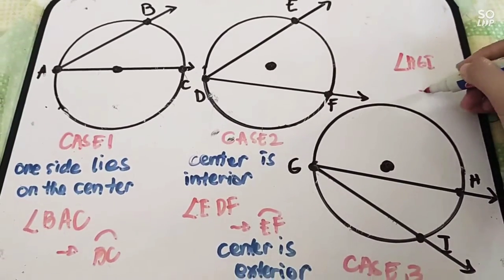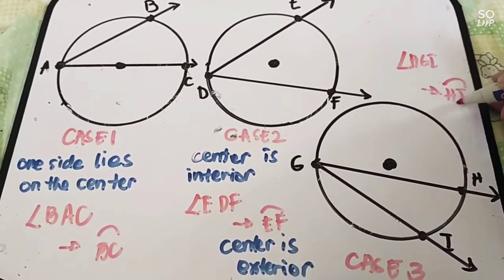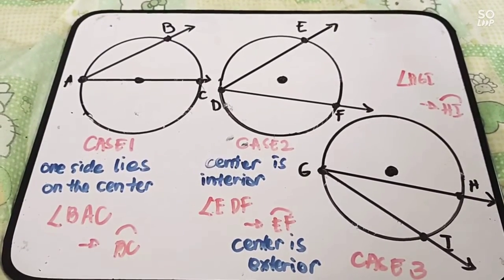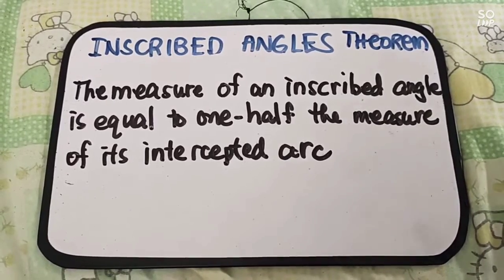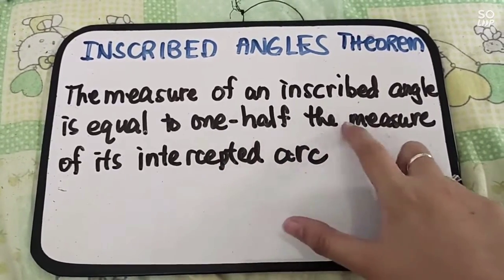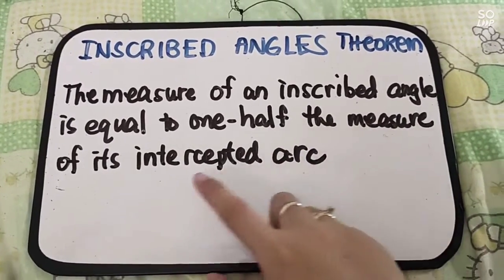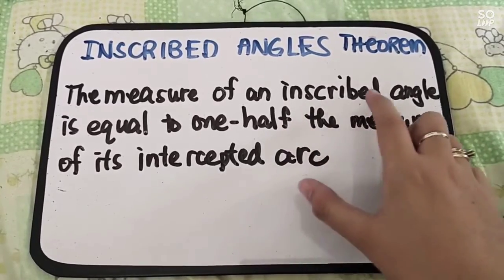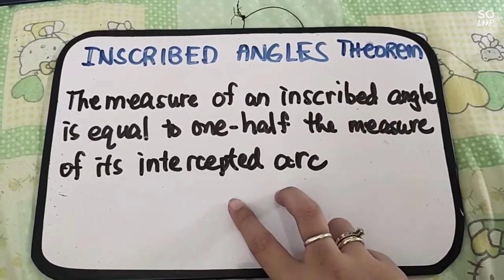And its intercepted arc is arc HI. Okay, so ganun lang kadali kumuha ng inscribed angle and intercepted arc. Inscribed angles theorem says that the measure of an inscribed angle is equal to 1/2 of the measure of its intercepted arc. Since it is 1/2 the measure of the intercepted arc, meaning mas malaki si intercepted arc kesa kay inscribed angle. Si inscribed ay kalahati lamang po ni intercepted arc.